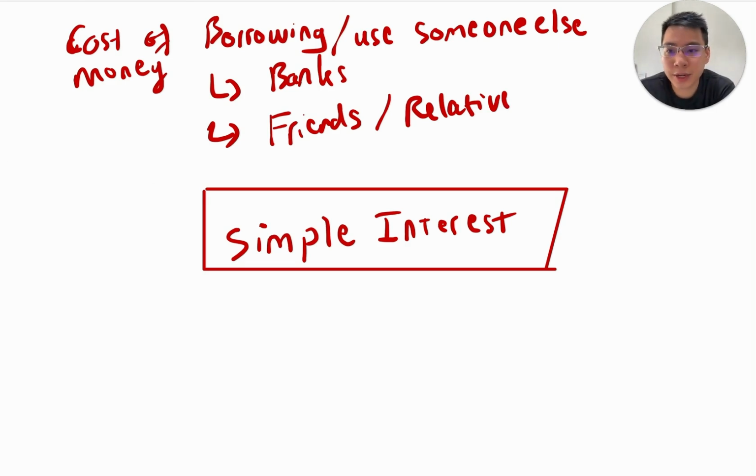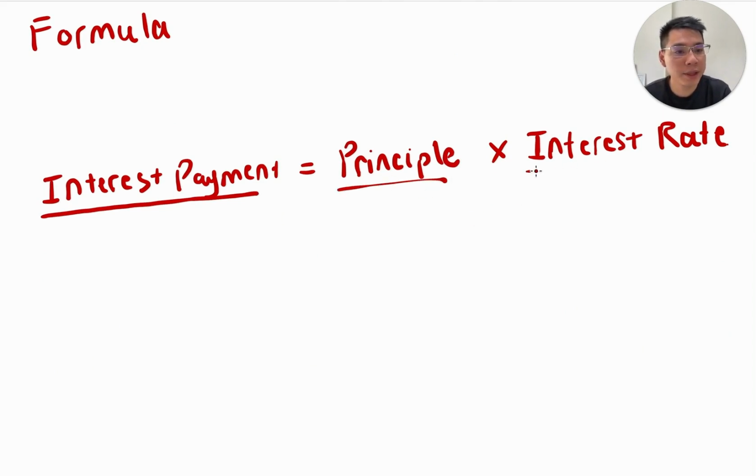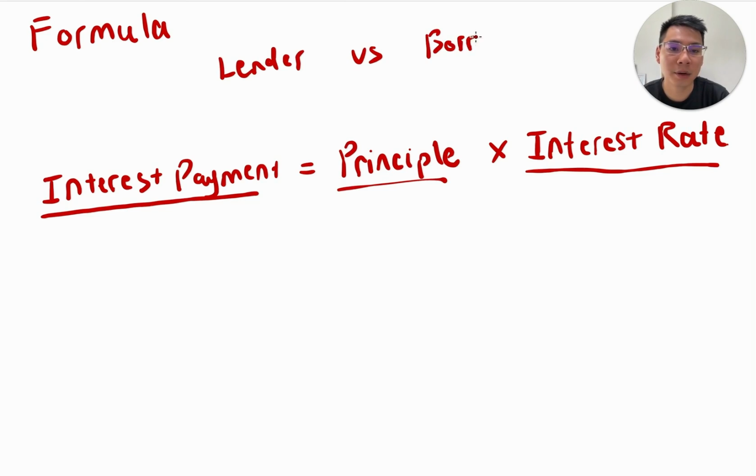Simple interest has a formula. The formula for simple interest is that there's an interest payment, and there's a principal that you borrow with the rate that both of you agree on. The two parties in this are the lender versus the borrower. Oftentimes, the lender will set up the interest rate that the borrower can agree on, and you can negotiate the interest rate.